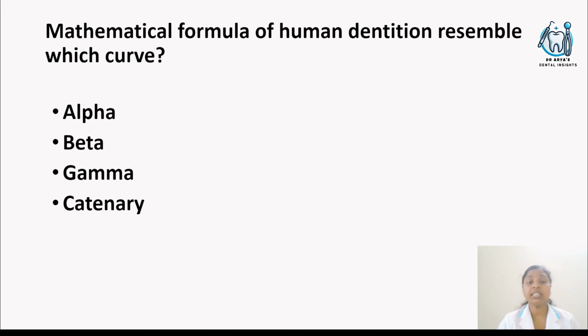Coming to the next question. Mathematical formula of human dentition resembles which curve? Is it alpha or beta or gamma or catenary?